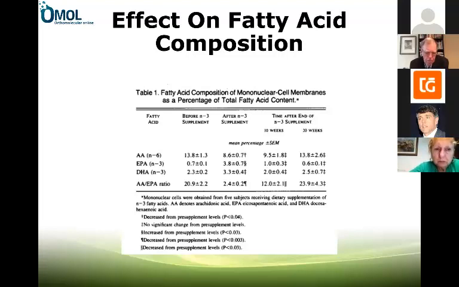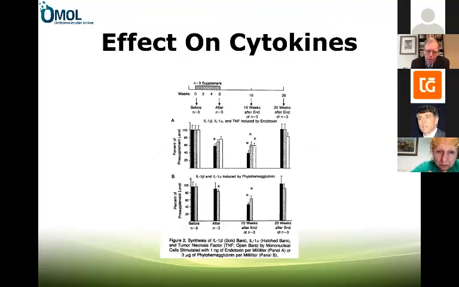But how? Well, that's why they were the leaders in cytokine research. They were looking at 3 particular cytokines. And as the ratio of arachidonic acid to EPA dropped, so did the levels of the cytokines.